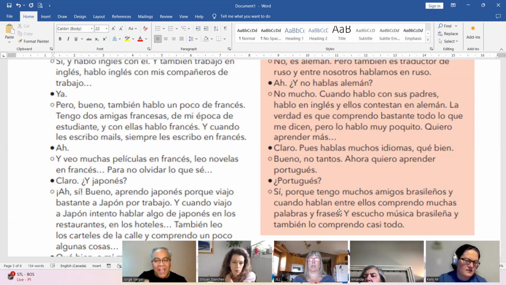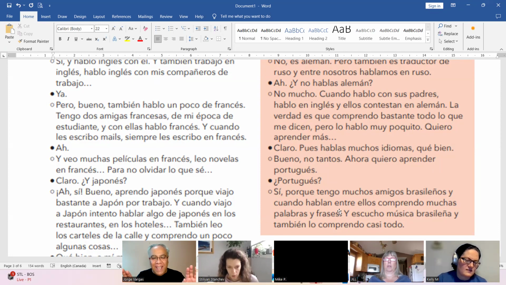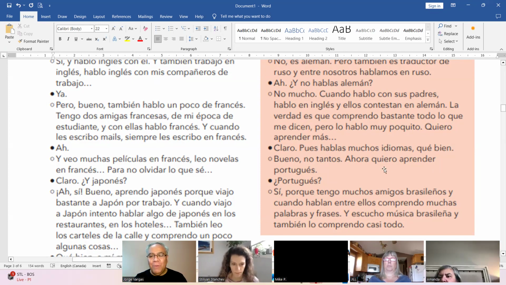The lo would be the it, but in object position. And then casi todo. What is that? Almost everything. Okay. You see, now little by little, we are getting a handle on that.